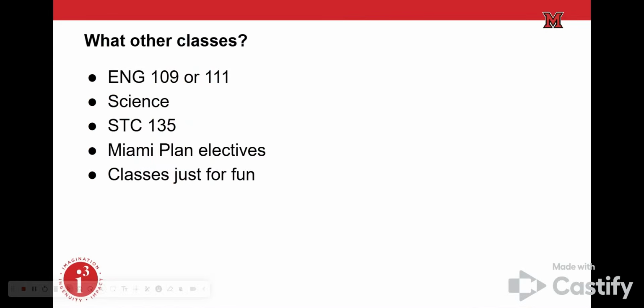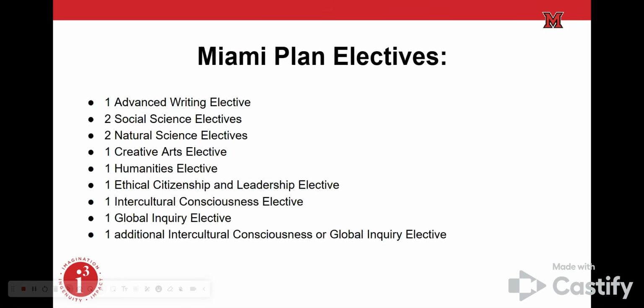What other classes can you choose? English 109 if you're an international student, or 111 if you're a domestic student. You could choose a science. You could choose STC 135, which is a public speaking class that is required for the major. Maybe some Miami plans, or maybe just some fun classes. Miami plan electives are listed below. You are probably already familiar with these based on already coming to the university and maybe have already taken some of these courses.